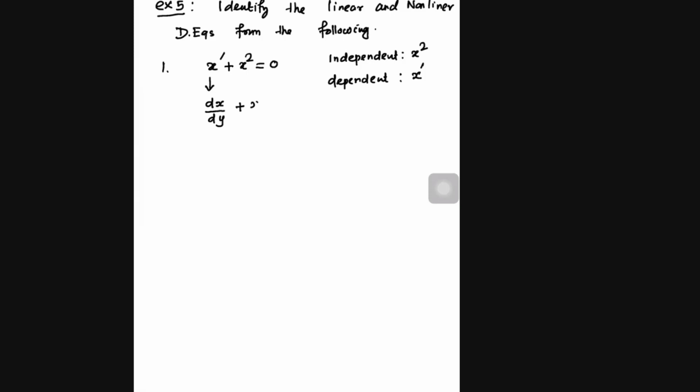I assumed, this is the other form of x dash. Who told you that x dash means dx by dy? You must have some knowledge before this. Somebody told you, or some book gave it, or you Googled it. What is the source of your knowledge? How do you know that x prime means dx by dy?